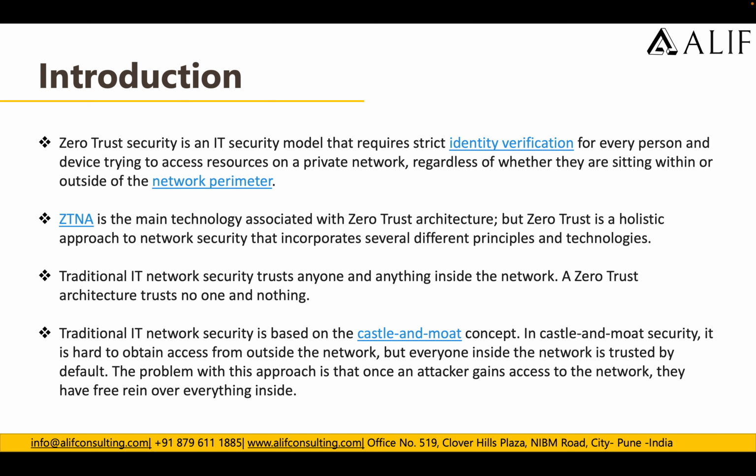Traditional IT security trusts anyone and anything inside the network. A zero trust architecture trusts no one and nothing, right? So what exactly happens with zero trust security is that you're not even trusting the users who are known and coming from inside the organization. You are putting controls on top of all the resources inside the network, and all of those controls validate all the users, even those coming from your trusted network. So that's how zero trust security or zero trust networking works, right?